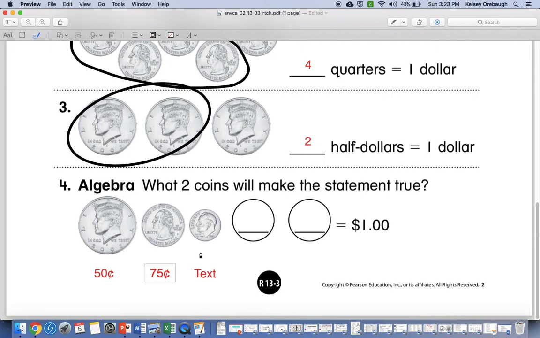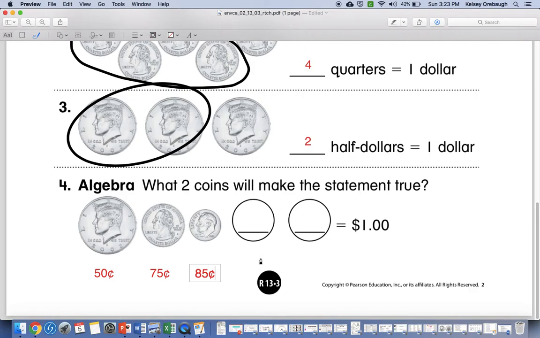And then finally, what we have here is a dime worth 10 cents. So we need to think about what we will have if we add 75 plus 10. We have 75 cents so far plus 10 more. I'll give you a second. 75 plus 10 is 85 cents. Notice that the tens digit changed. We added one more 10. We had 7 tens, now we have 8 tens. 75 cents plus 10 is 85 cents.